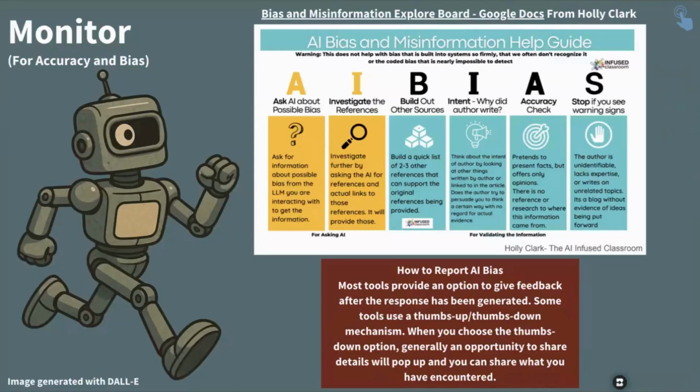We also need to know that this AI system can be biased. So a couple things from Holly Clark, where she's got this explore board of kind of ways to check the bias, as well as kind of this chart here. It's also our responsibility as responsible users of AI that if we see bias or inaccuracy, we're reporting back. So a lot of these tools have thumbs up or thumbs down where you can report that bias.